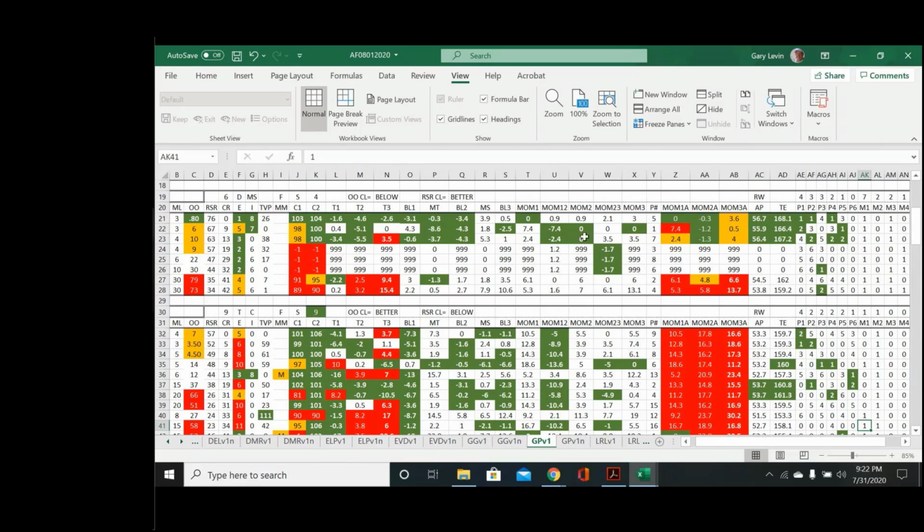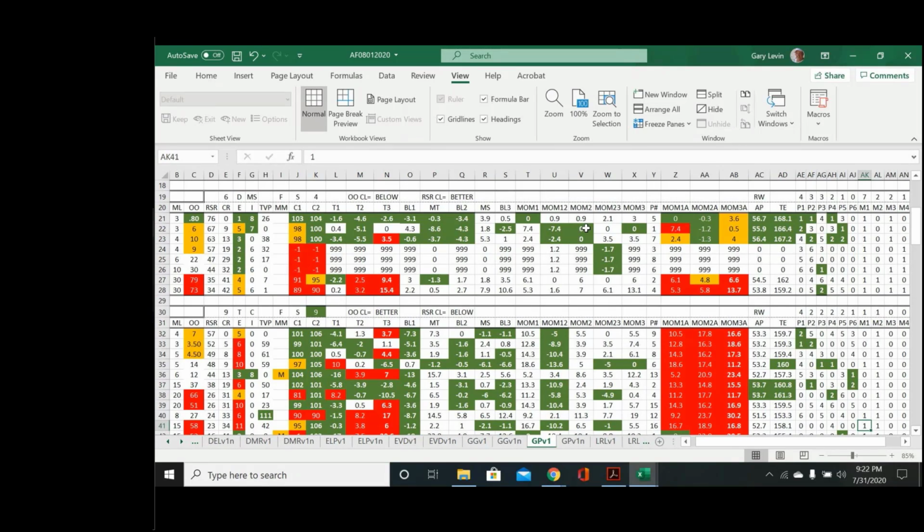So you got the Mom 1, 2, and you got two horses that have Mom 2 equals 0. And then the top horse is 0.9. So those three horses, you wouldn't think the bottom two are going to be in the hunt.